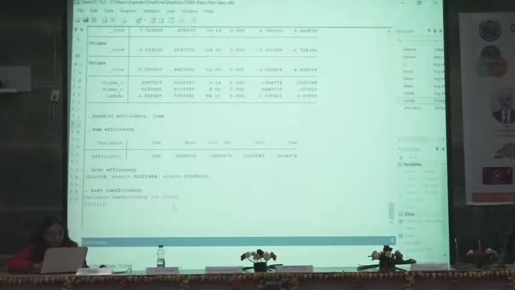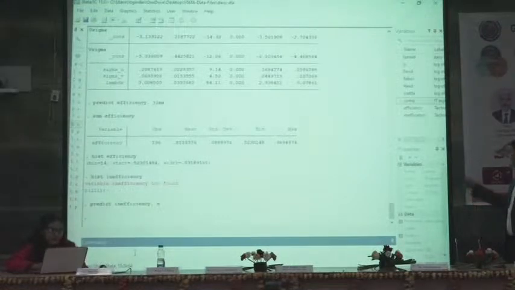Inefficiency we didn't define, so you won't find it. If you want to do it, then you have to do a predict, and then use inefficiency, and then JLMS. Instead of writing that long name, I use just this. And then again, you can just say sum of this efficiency.